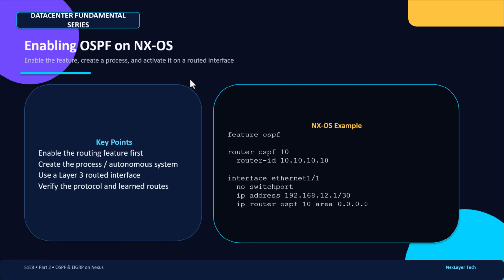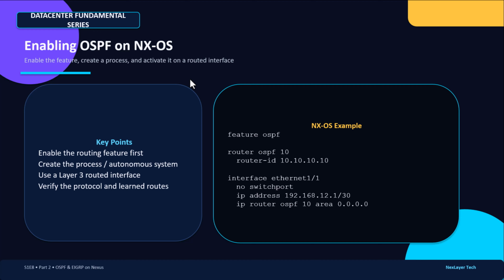Now let's see how OSPF is enabled on a Cisco Nexus switch. On NX-OS, many routing protocols must first be activated as features. To enable OSPF, we use the command feature ospf. After enabling the feature, we create an OSPF routing process. For example, router ospf 10. The number 10 is the OSPF process ID. This number is locally significant. That means it does not need to match the OSPF process number configured on the neighboring switch.